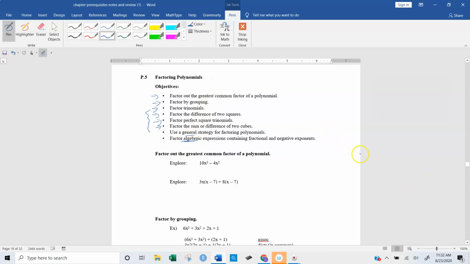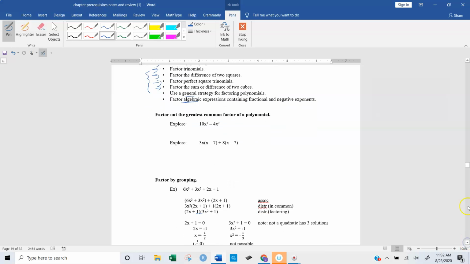So let's start with the very first one. Let's just see what you remember. Try the first two, pause it, let's see what you get.